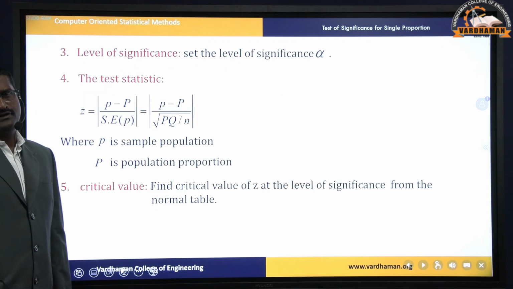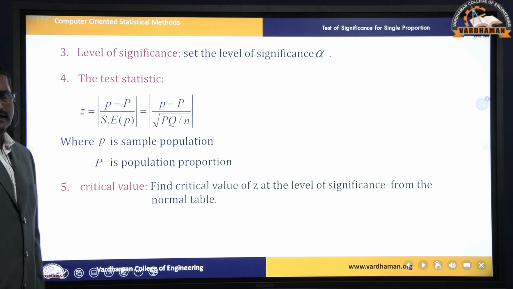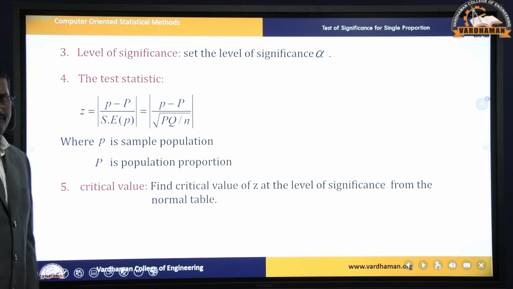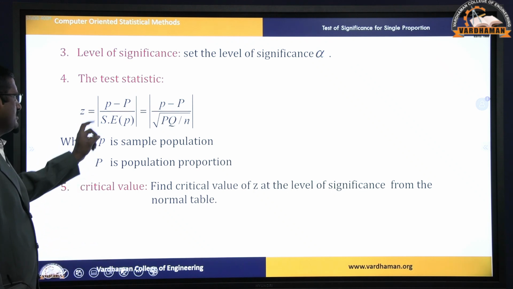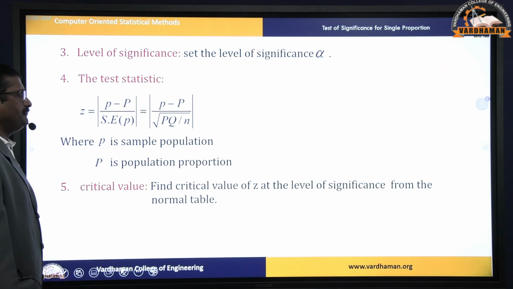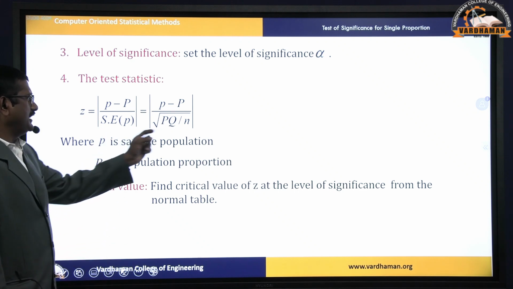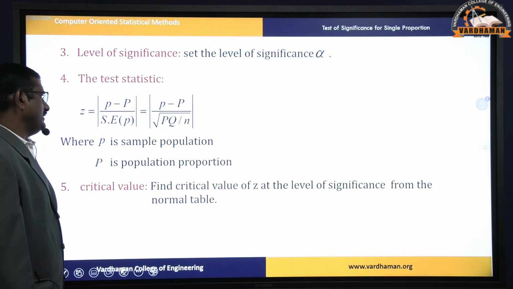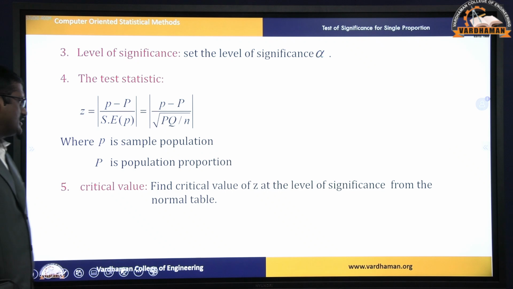Next, the level of significance. This is the third working rule. We can use a specified level of significance. Next, the test statistic. We have to mention the applicable formula: Z = (p - P) divided by the standard error of p. Instead of the standard error of p, we can write it as root of PQ by n. So the total formula is Z = (p - P) divided by root of PQ by n, where small p is called the sample proportion and capital P is called the population proportion. Next, the critical value. This critical value we can find from the normal tables.